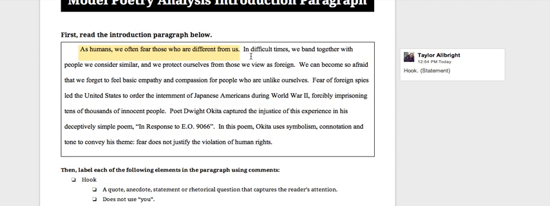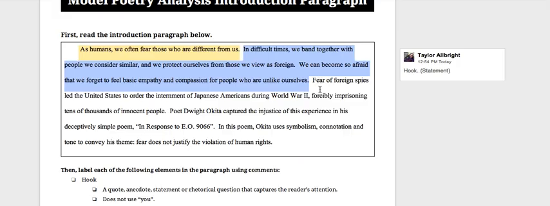And then we further expand upon the hook, and we're starting to preview the concept of Japanese-American internment, which is what we're getting into later in the paragraph. We can become so afraid that we forget to feel basic empathy and compassion for people who are unlike ourselves. So with these sentences, I'm starting my transition. Let's keep going.